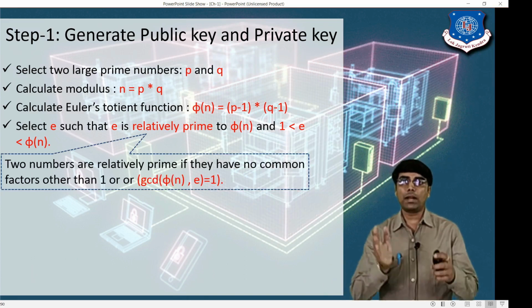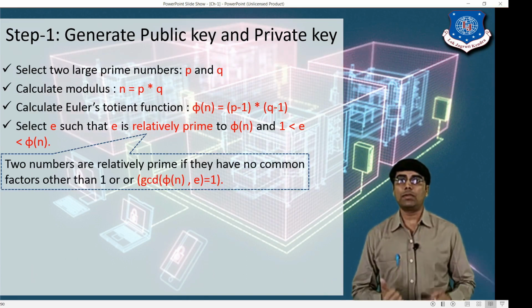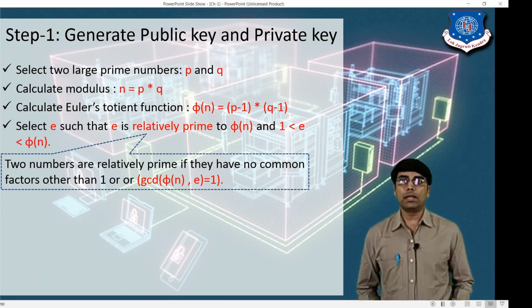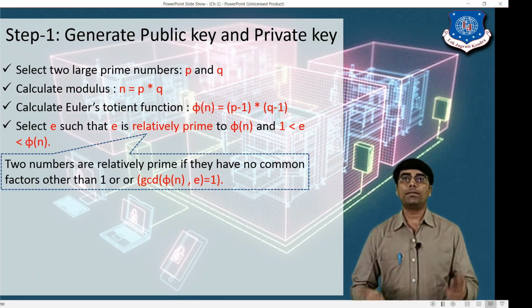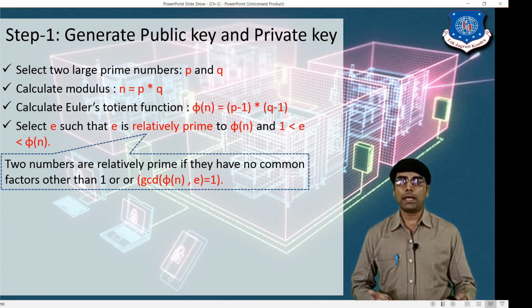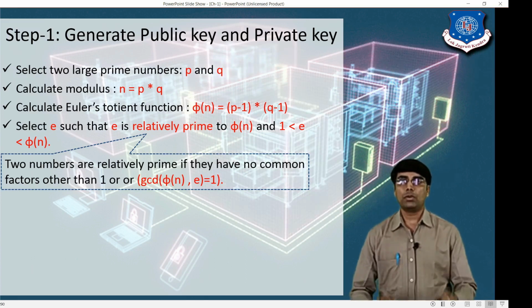Now what do we mean by relatively prime, or we can say co-prime? Two numbers are relatively prime if they have no common factor other than 1, or we can say the GCD of phi of n and E equals 1.